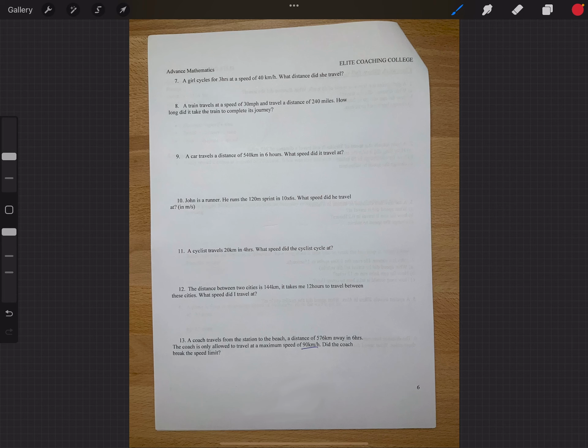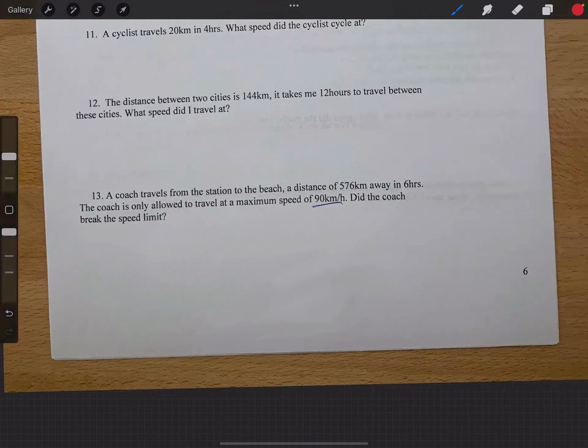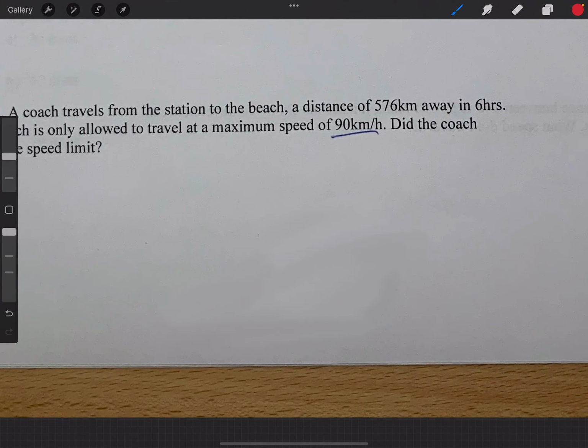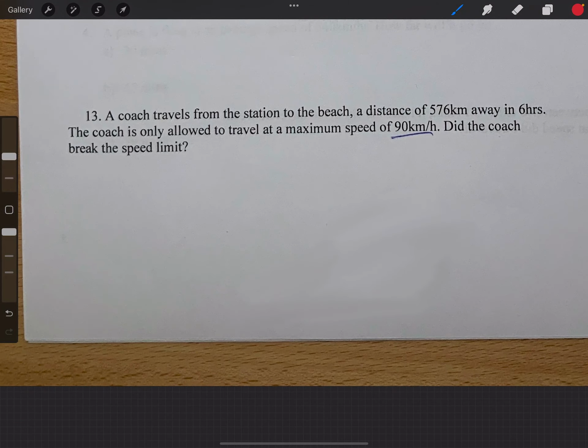Now before I do the homework question, I just want to do one question on page 6. This is from the classwork. Question 13 says a coach travels from the station to the beach, a distance of 576 kilometers away, in 6 hours. The coach is only allowed to travel at a maximum speed of 90 kilometers per hour. Did the coach break the speed limit?